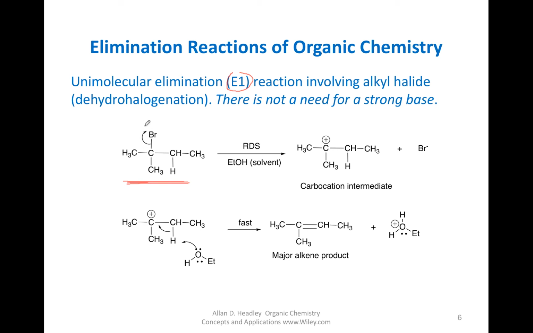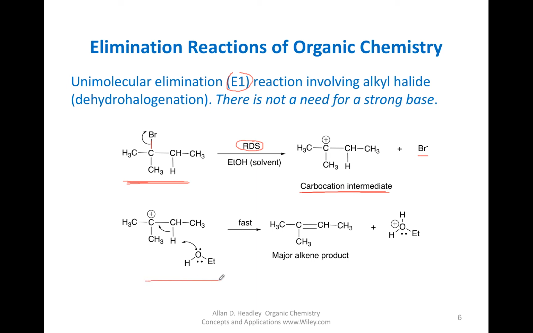So again, in writing your mechanism, that's why we say use arrows to indicate electron movement. So this arrow is indicating that these 2 electrons go on to bromine to form bromide, negative. What's left behind is a carbocation intermediate. That's the rate determining step, RDS, the slow step for that reaction. This is not the product, it's an intermediate.